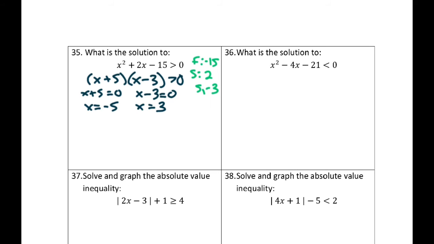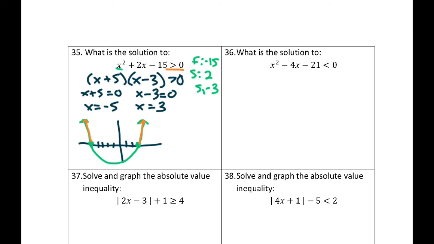We can do this with a number line, or we can do it with a graph. Either way. So if we think about it graphically, -5 and +3 are my x-intercepts, and x squared makes a parabola. So if I want to find where this graph is greater than 0, that's above the x-axis, so that is this piece and this piece.